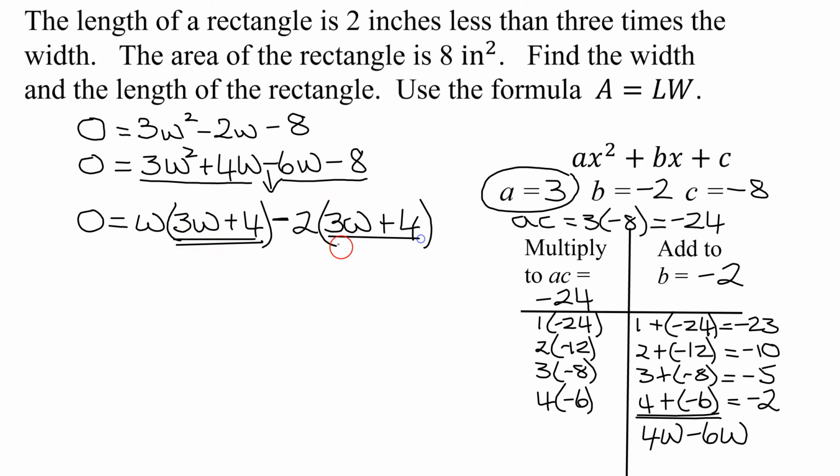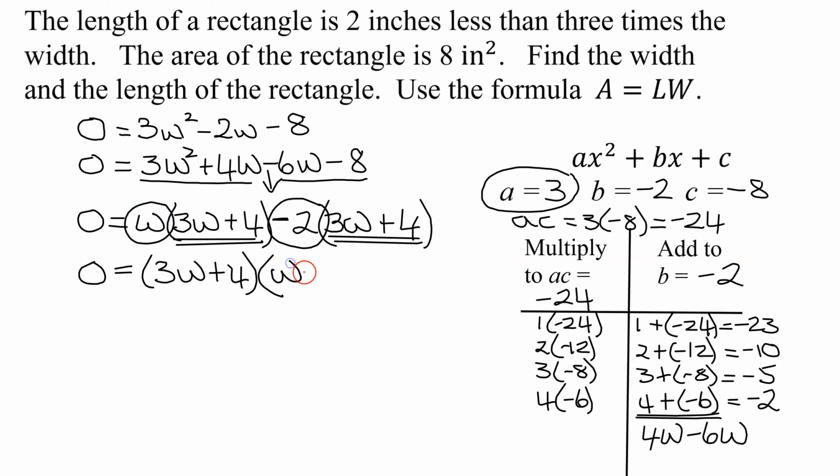Now, this binomial is the same as this. That's my common binomial factor of 3W plus 4. So I write that in front. And now what goes in my second parentheses? What have I left behind? W minus 2. So I've now factored it. I have 2 factors multiplied together equals 0. You set each of them equal to 0. So I get 3W plus 4 equals 0. W minus 2 equals 0.